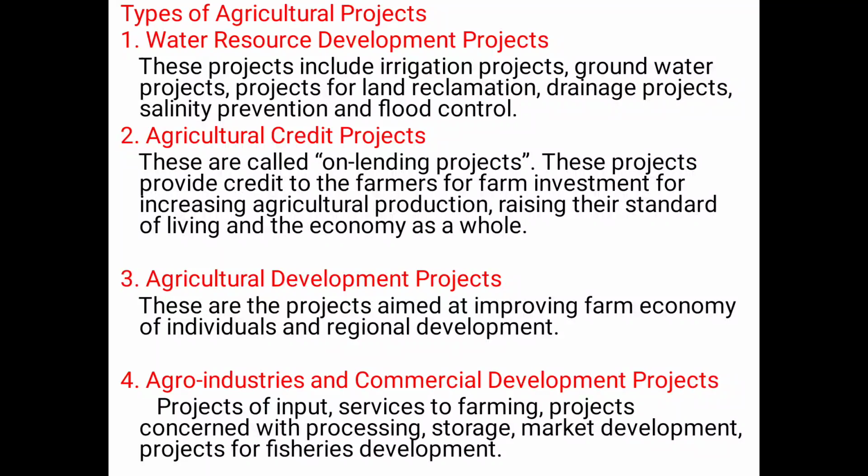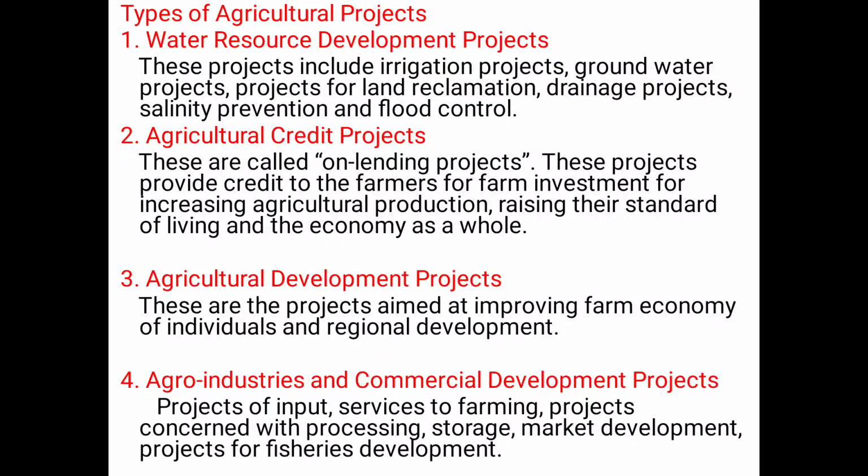some institute provides the credit for crop production to the farmers. These are the agricultural credit projects. The farmers need credit for the production of crops, livestock production, and machinery. They require some credit, and thus there are different types of agricultural credit providing projects.